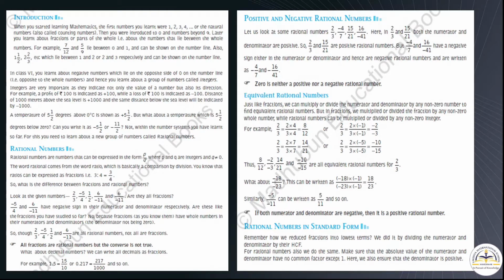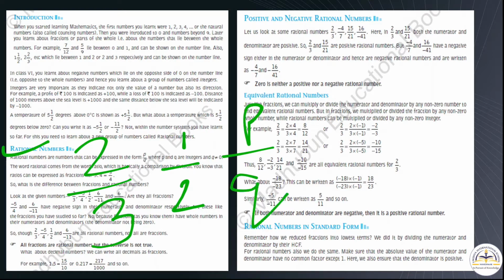Rational numbers are the numbers that can be expressed in the form of p by q, where p and q are integers and q is not equal to 0. Okay, so suppose 1 by 2 is also a rational number. 2 by 3 is also a rational number because we expressed this in p by q form and both are integers, but q is not equal to 0. Okay, so this is its rule.